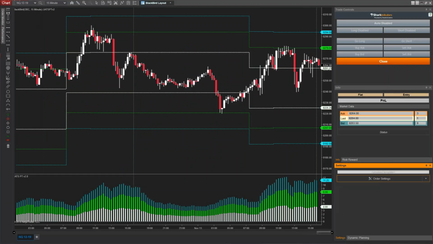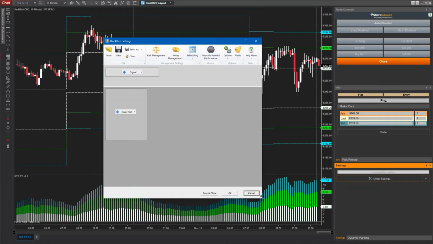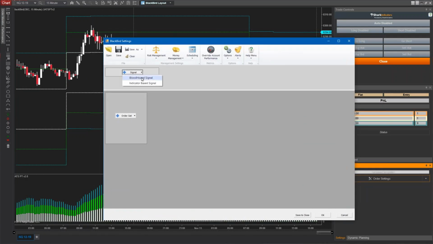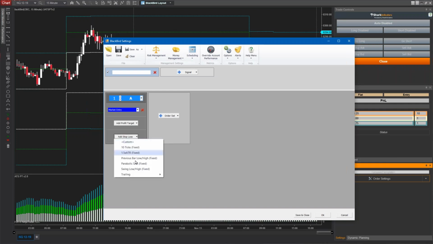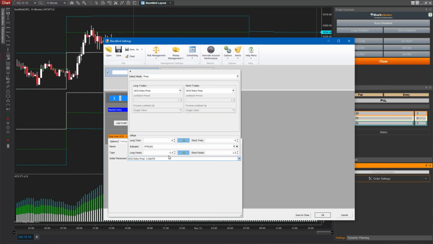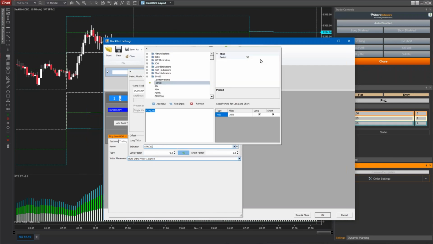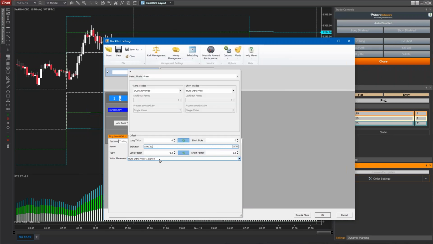So the main thing with Blackbird is that you've got a signal location up here where you can put a Bloodhound signal or an indicator-based signal, and usually use it for Bloodhound signals. And then manage your order sets and trail. It has many different pre-programmed trailing features set up for you automatically. That's a quick list. Yeah, so you can quickly set something up. Very quickly. So if you want to change the ATR from a 20 period to a 14, you would do it here. Very, very fast, change it to a 3 versus a 2.